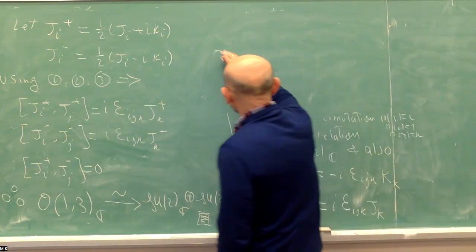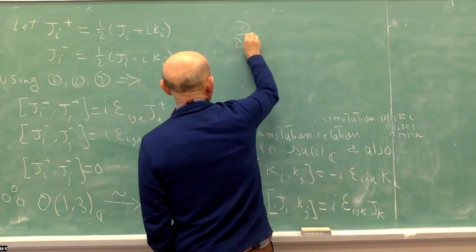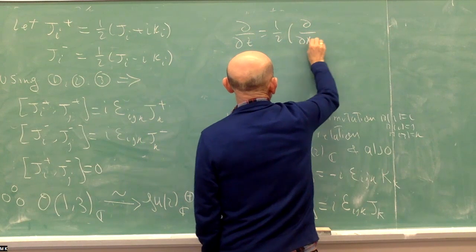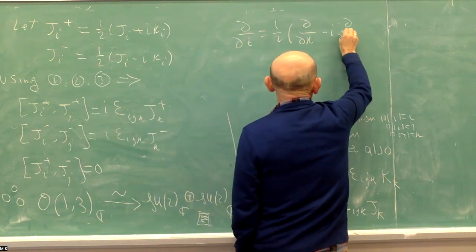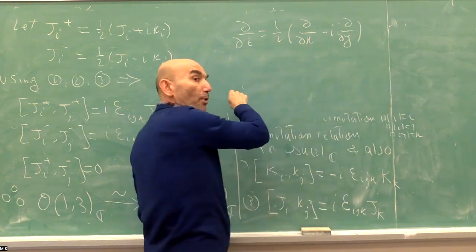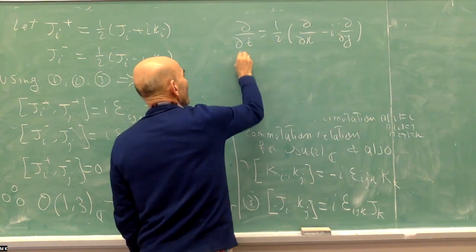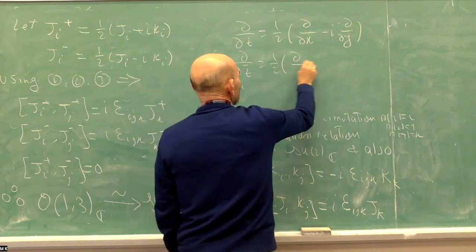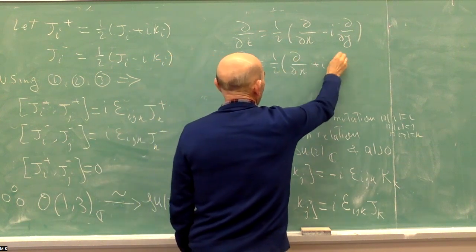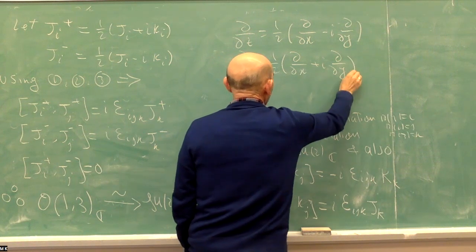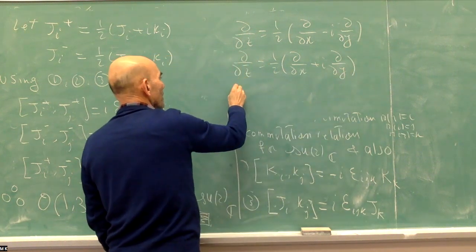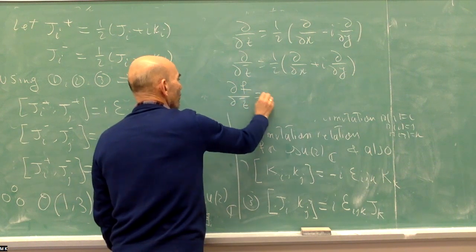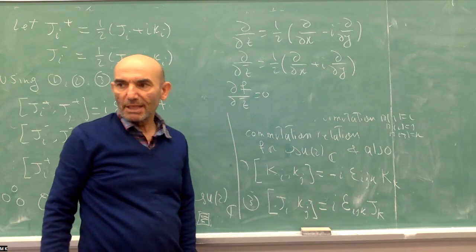like dz, for example, is 1/2 (d/dx minus i d/dy), and d/dz bar is equal to 1/2 (d/dx plus i d/dy). And of course, the Cauchy-Riemann equations just say that for a holomorphic function, d/dz bar of f equals 0. That's what I had in mind.